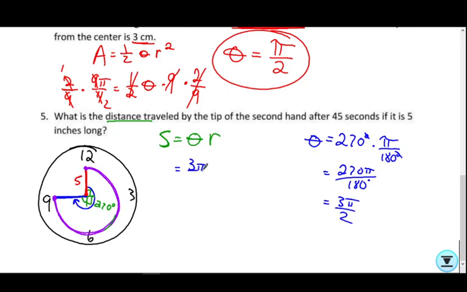So that's our radians. Now we just plug in. So 3 pi over 2 times 5, which is 15 pi over 2 inches, which is the same thing, approximately 23.56 inches. Okay? So the hardest part about this was just drawing our picture, making sure that our picture was correct. As soon as we got our picture correct, then the rest of the stuff just fell in line.